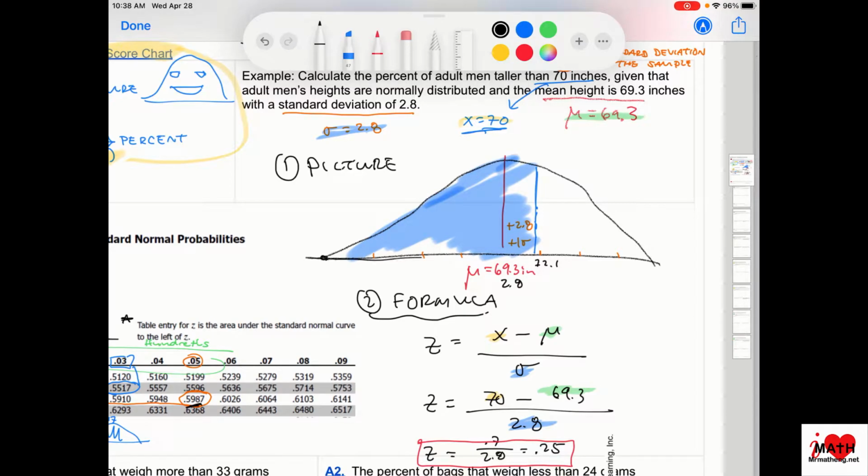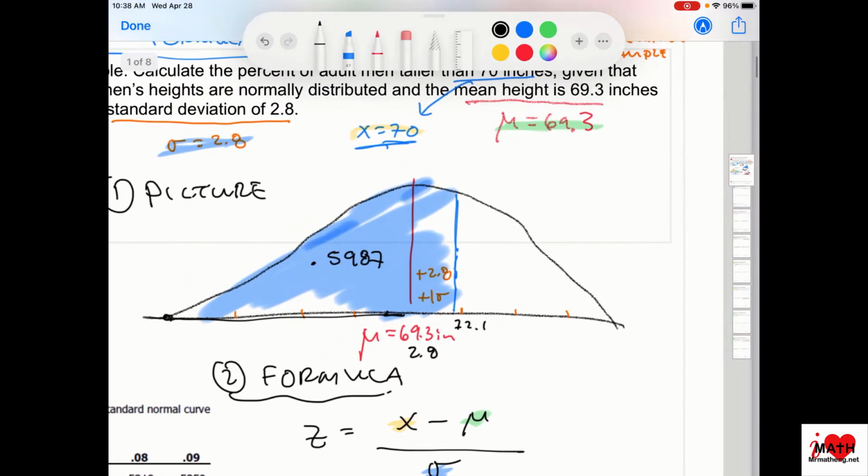Remember, going from left to right, this represents 59.87. And here's a big idea. Let's pick yellow. If you ever needed to find the other side, I just want you to write this out so you know it. Blue plus yellow equals 1. The area under the curve is equal to 1. So if you know that blue is 59.87, you can subtract it from both sides to find the yellow. Because remember, the blue plus the yellow equals 1.